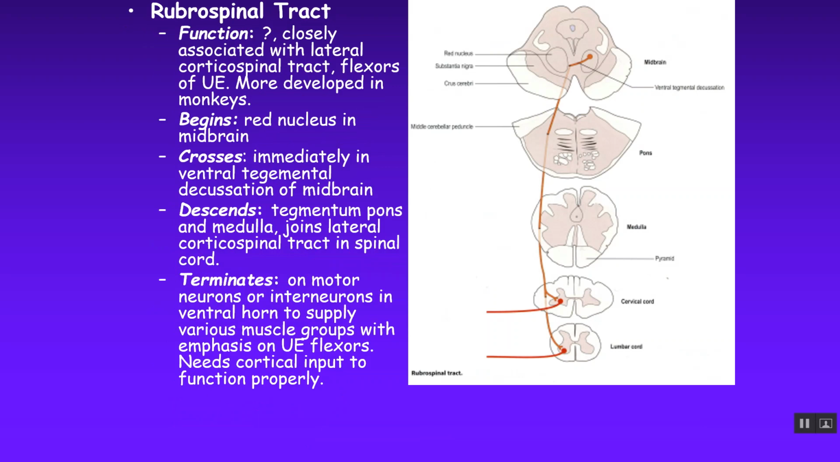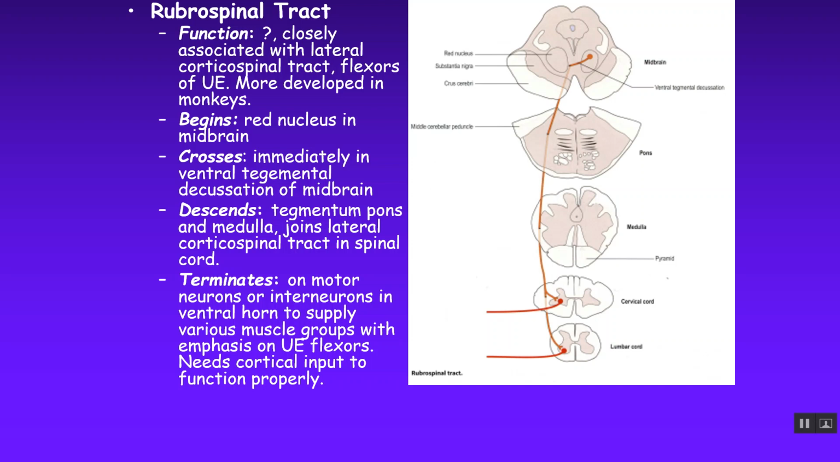Rubrospinal tract. This is the next one. Rubrospinal tract. Its function in humans is a question mark. They're still trying to figure out exactly what it does in humans. But what they think it does is that it probably helps to bias flexors of the upper extremity, helps to make your upper extremity flexors a little more effective and active when you're doing fractionated movement. When your lateral corticospinal tract is telling you to bend your arms and your fingers and do flexion, the rubrospinal tract helps assist that a little bit, okay?